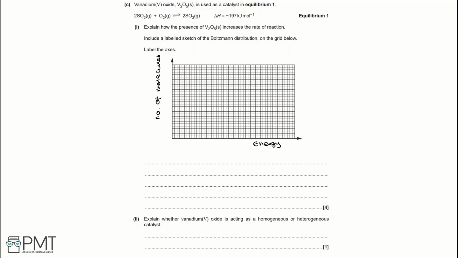Then the Boltzmann distribution, well, this looks a bit like a peak and then it levels out and sort of plateaus. And then if we were to label our activation energy without our catalyst, and then our activation energy with our catalyst. And what has happened is that our activation energy has lowered and it has shifted to the left, meaning that less energy is required.